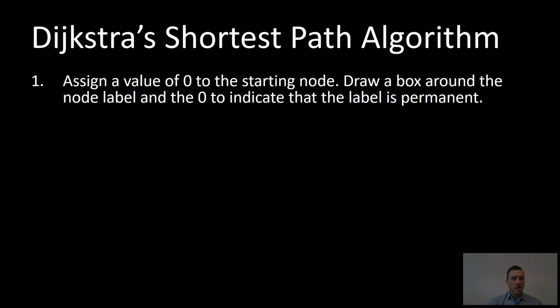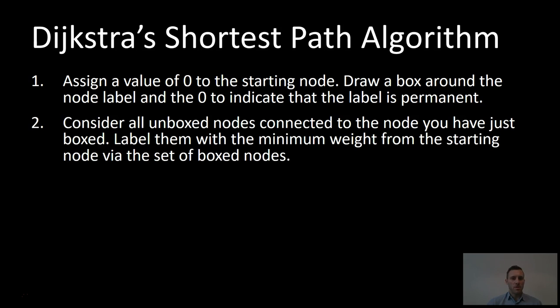Although an exhaustive search is a valid way to find the shortest path, it becomes increasingly tedious when the networks are large and complex. The mathematician Dijkstra devised a more efficient algorithm for large networks. The process is as follows. Step 1. Assign a value of 0 to the starting node. Draw a box around the node label and the 0 to indicate the label is permanent.